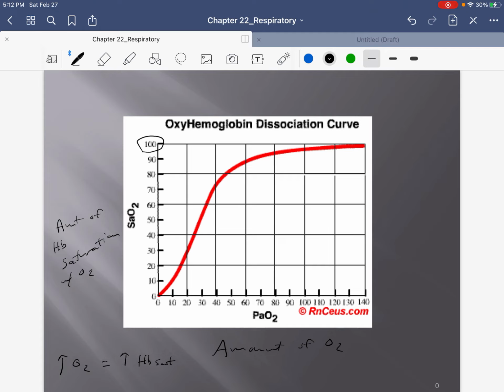Then we talked about how this curve shows us that even if we have a pretty significant drop in oxygen, we can maintain pretty high hemoglobin saturation. Of course, not past a certain point. The magic number seems to be about 60 millimeters, a PO2 of 60. But we can handle a pretty significant drop in the amount of oxygen present and still maintain decent hemoglobin saturation.